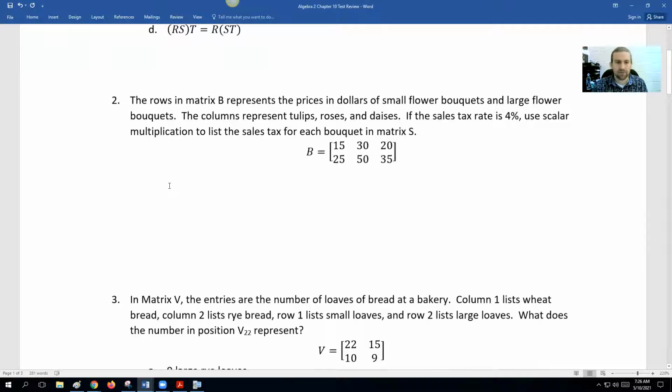So here we go. If we are going to use the rows in matrix B to represent the prices for small bouquets and large bouquets, so rows are small and then large, you might want to go ahead and write that on here to help you out.